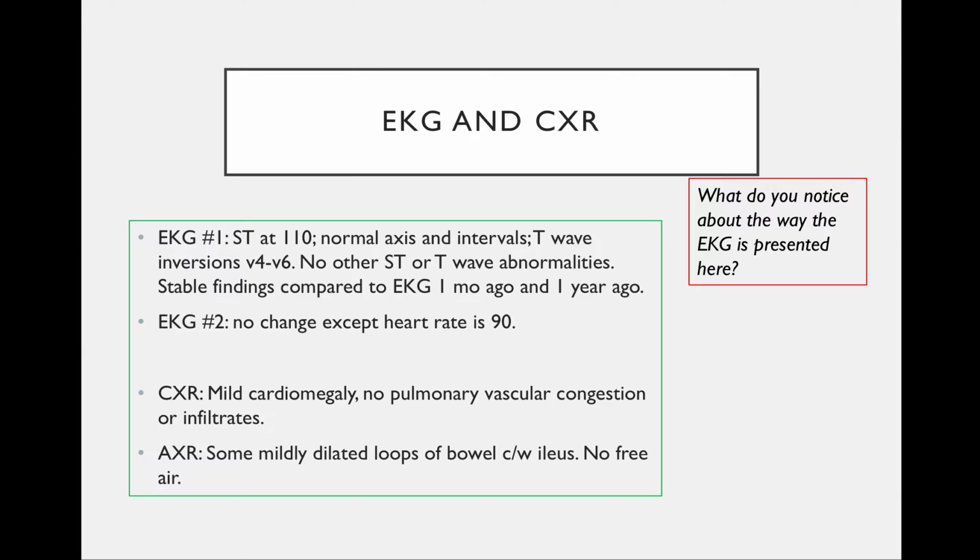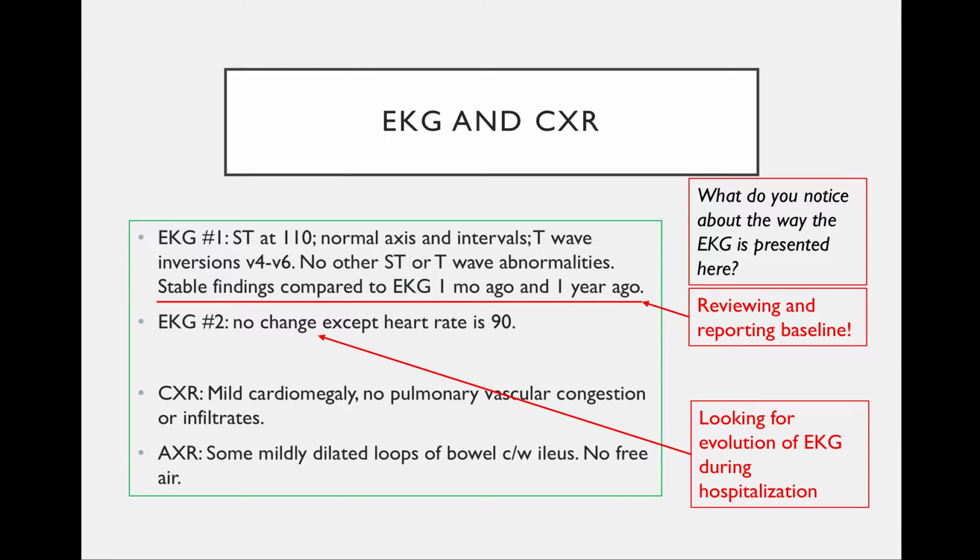Is there anything that you see that's good practice in the way these are reported? And hopefully a couple people will bring up the fact that, again, a baseline was reported. And several EKGs were reported, EKG 1 and 2. So it's always good to look for evolution of the EKG and just mention to the students that sometimes inferior MIs can present as abdominal discomfort. It can present as nausea. And so that's on the differential. And so seeing an EKG that hasn't evolved is very useful for us.